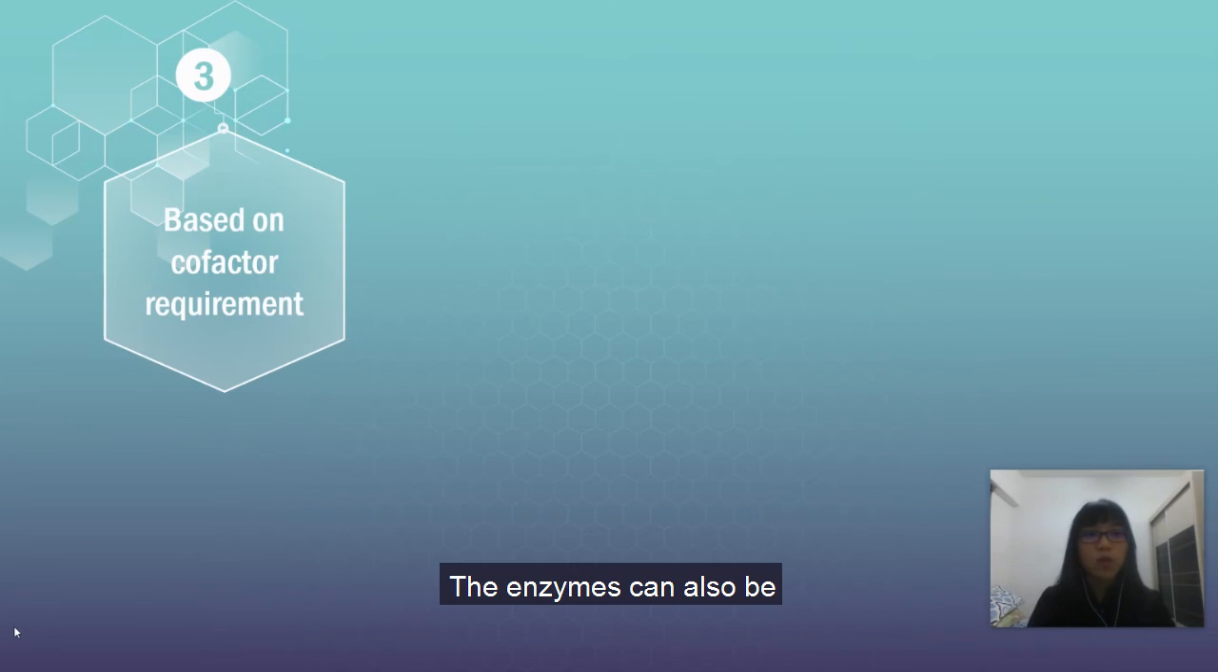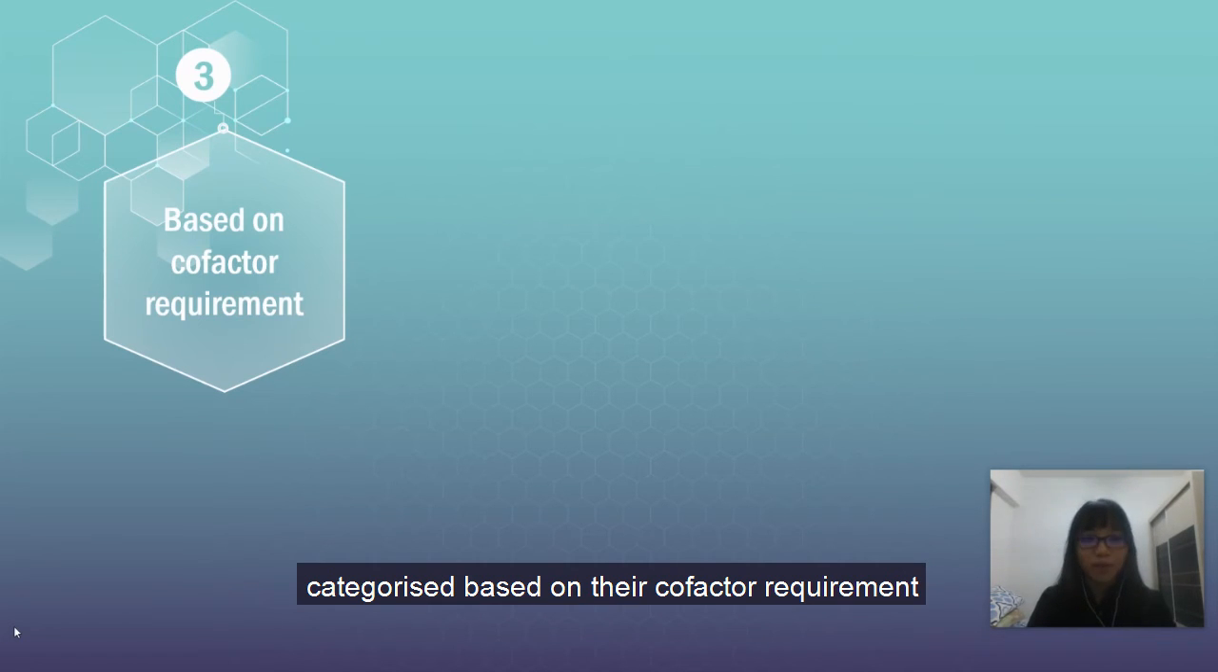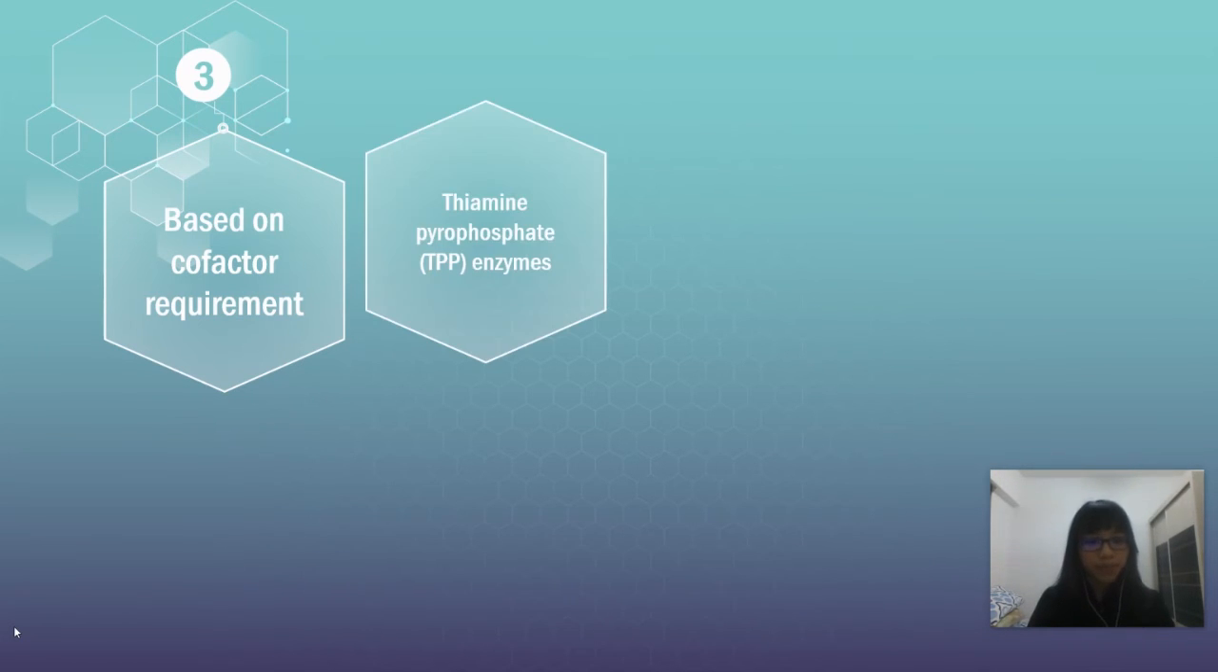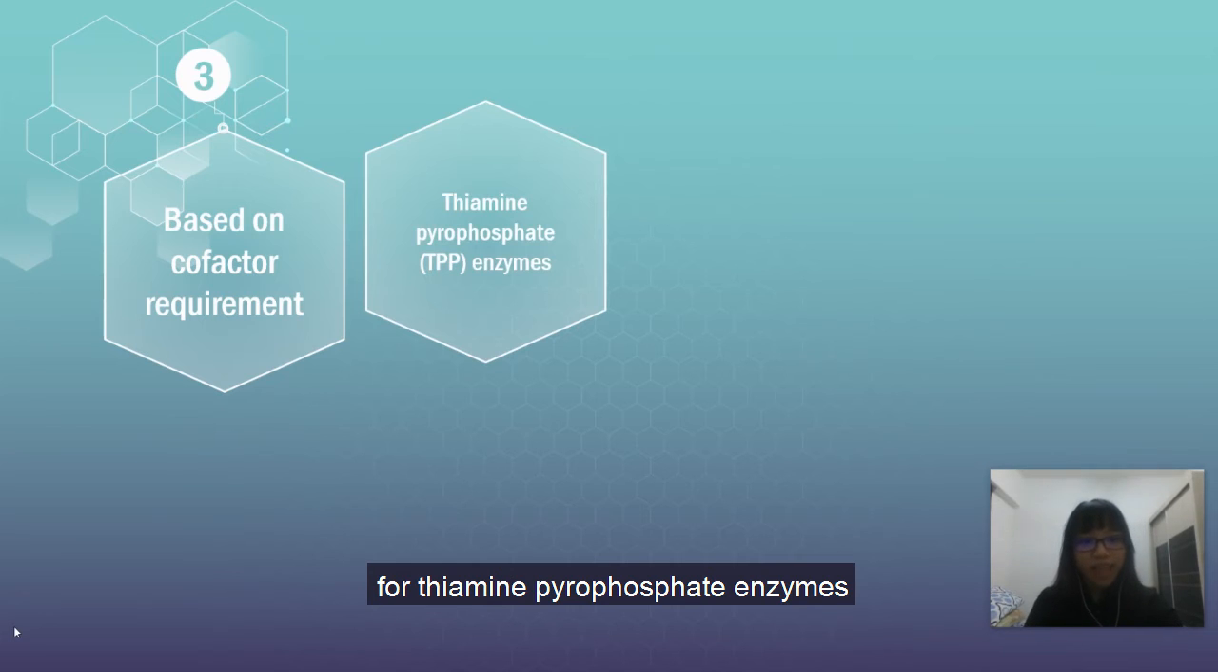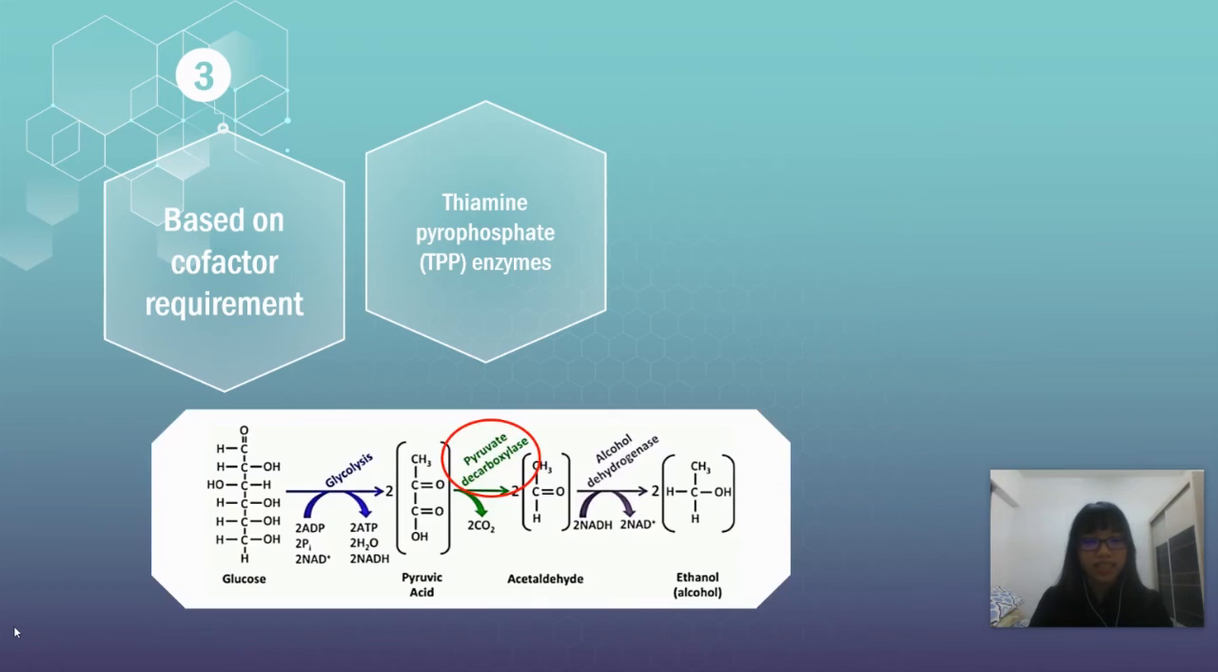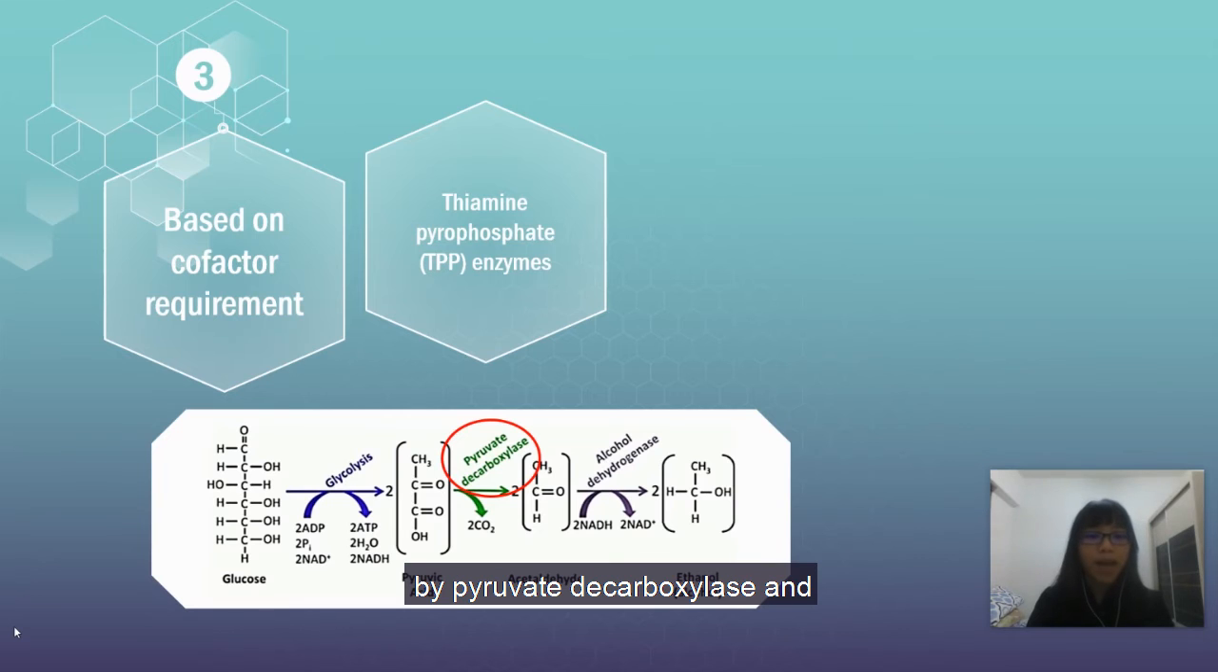The enzymes can also be categorized based on their cofactor requirement. For instance, for thiamine pyrophosphate enzymes, we can say that pyruvate decarboxylase, pyruvate dehydrogenase, and transketolase are TPP enzymes because they utilize TPP as a cofactor in the catalysis reactions. This diagram shows the fermentation of alcohol by pyruvate decarboxylase, and this is the enzyme that requires TPP as the cofactor.